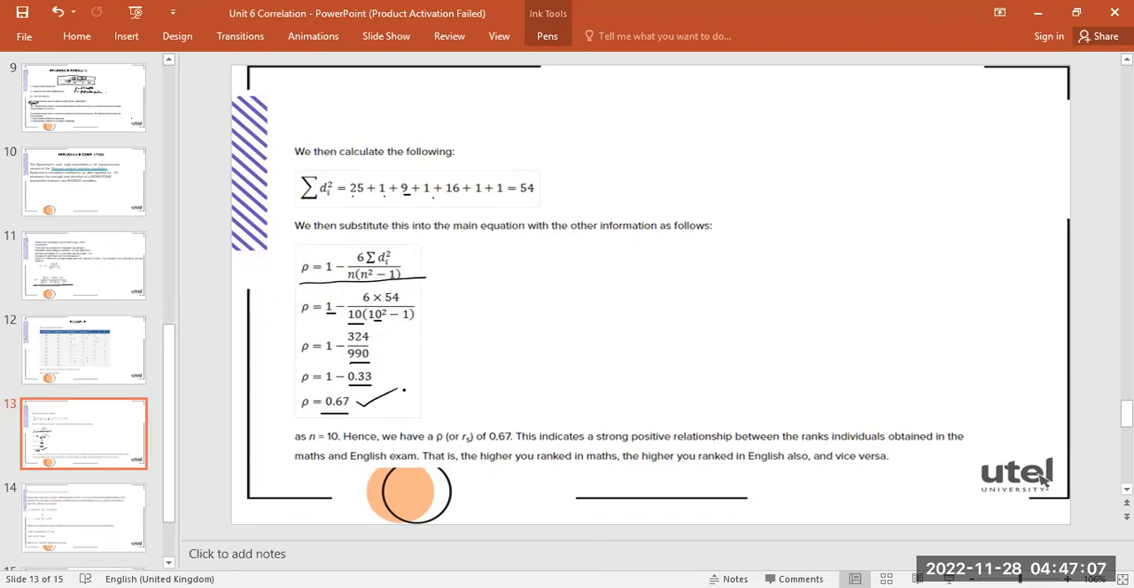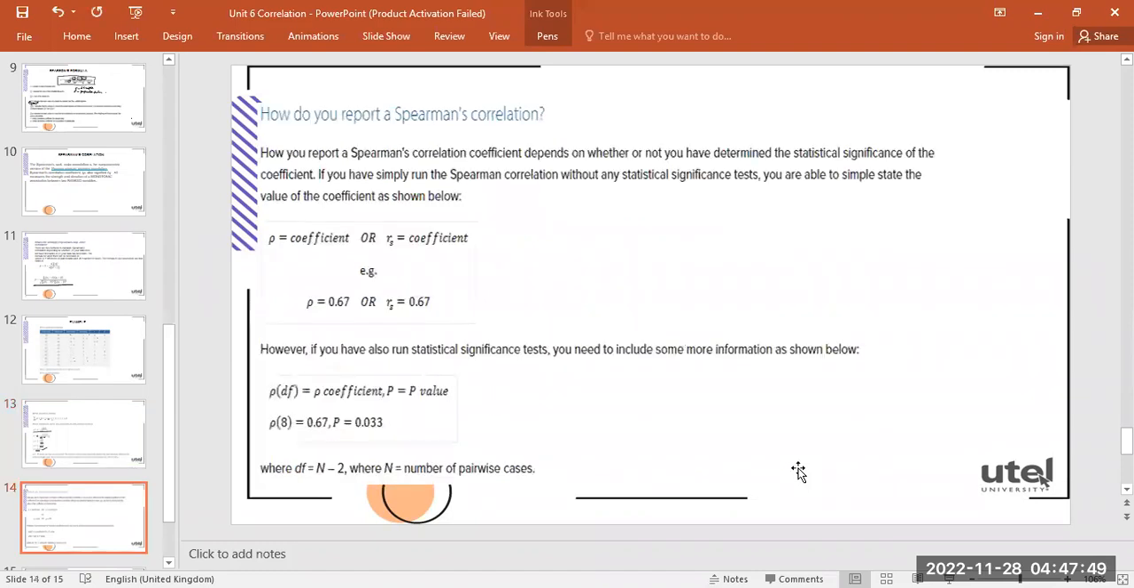Now, it is also important for us to know that the Spearman rank correlation coefficient is actually an approximation of the Pearson product moment. You can see, as n is equal to 10, we have that our rho, or r sub s, is 0.67. And this indicates a strong positive relationship between the ranks individuals obtain in the math and English exam. That is, the higher you are ranked in mathematics, the higher you rank in English also, and vice versa. So that is how the Spearman rank correlation coefficient is calculated.